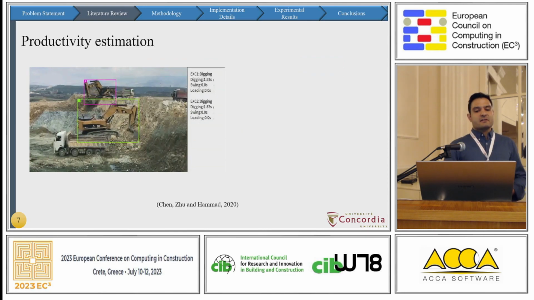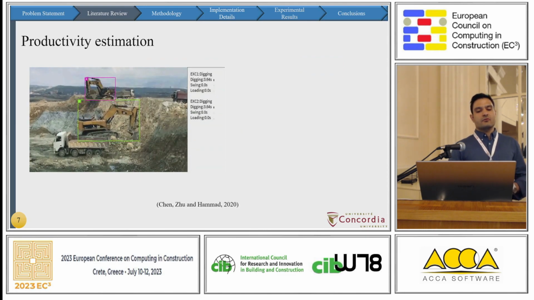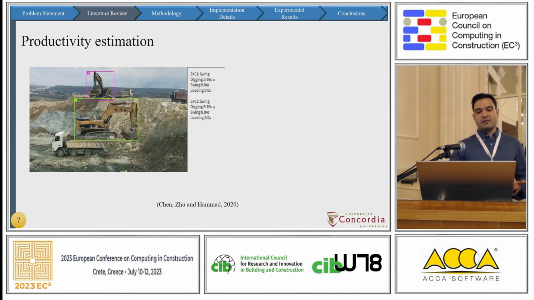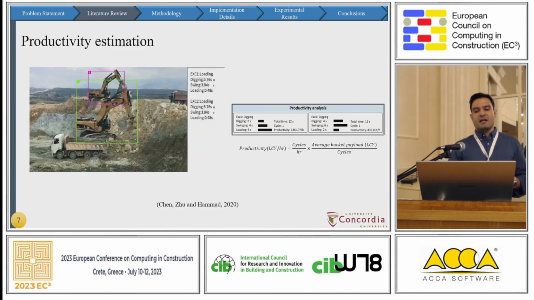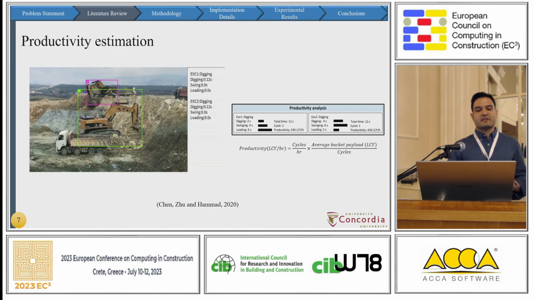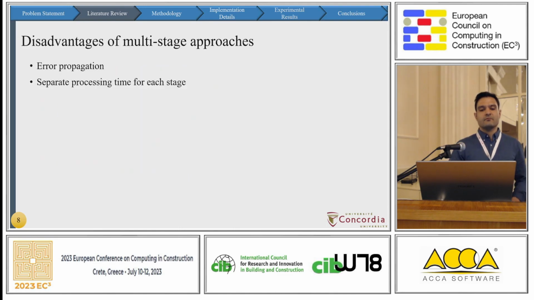In this video, we can see a sample output of their method for two excavators, and they use the result of activity recognition and idling state to estimate productivity, as we can see in this table for the two excavators in the video. However, this method has two disadvantages. The first is that the errors from earlier stages will propagate through the model and the overall performance will suffer because of that. And the second is that each stage needs a separate processing time and also a separate training time, so the overall inference speed is relatively low.